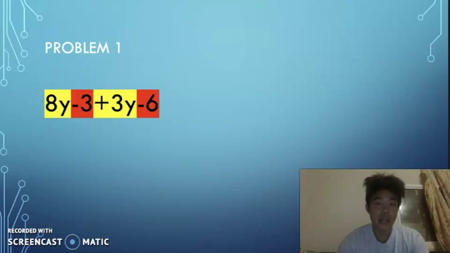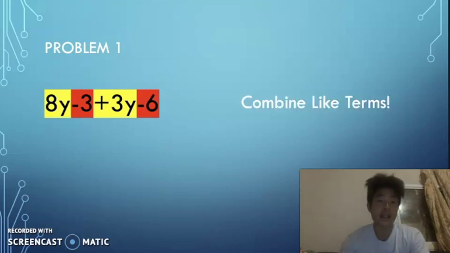Okay, so we have 8y minus 3 plus 3y minus 6. Like I said, the first thing you should have done is combine like terms, right? Here we have highlighted 8y and 3y. These are like terms because they have the same variable y, okay? We can also combine negative 3 and negative 6 because they also are like terms. They have no variable, they're both numbers, so they can be combined, okay?